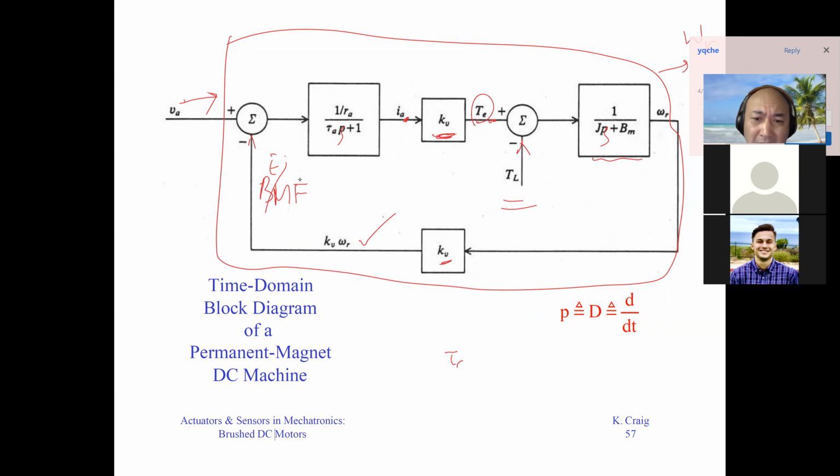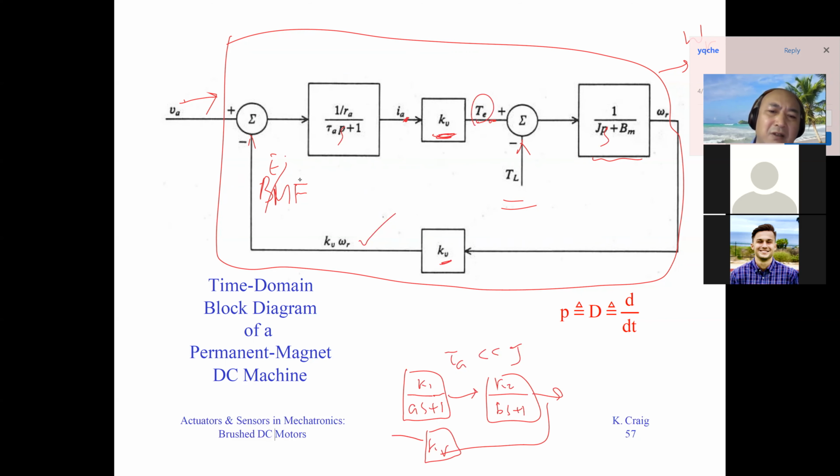Okay, remember here, tau A is smaller than J. So basically you have something like this. Let's lump everything at the top, it's like K1, you have AS plus one cascaded with K2, BS plus one, then you have KV here as feedback. So in a closed loop setting, you can understand this is a second order system. This is the omega. But remember, A is so small that it could be deleted compared to B, which is so big.